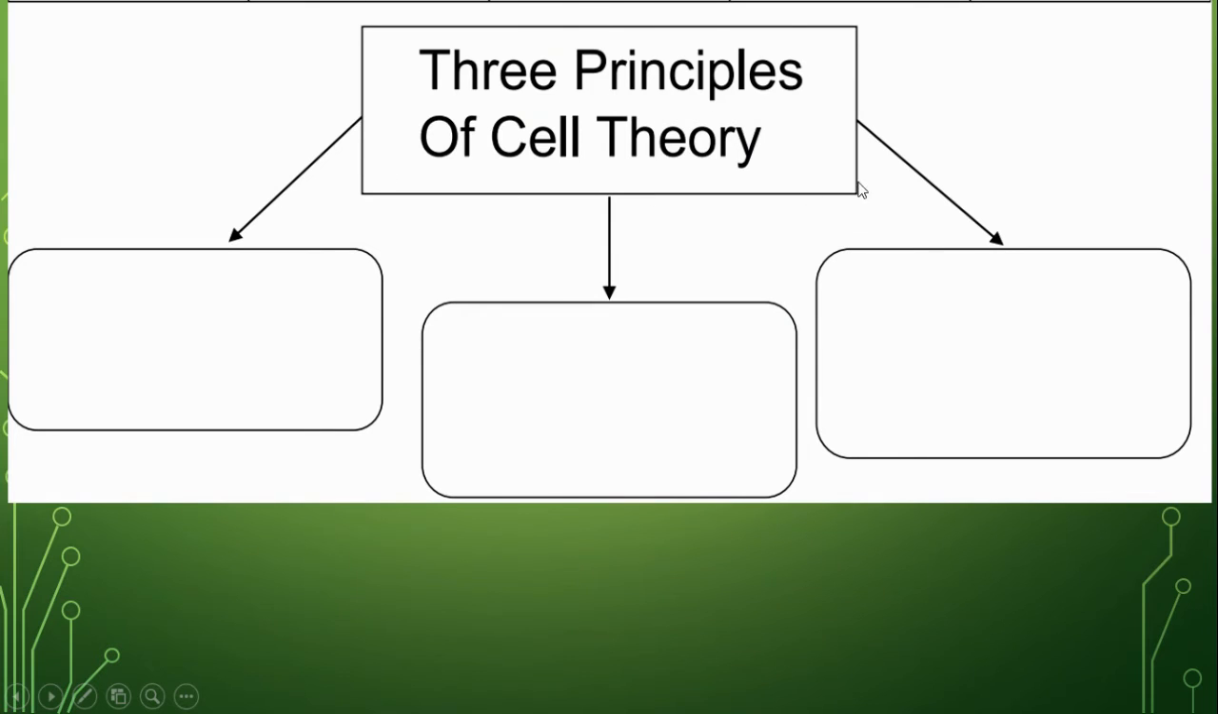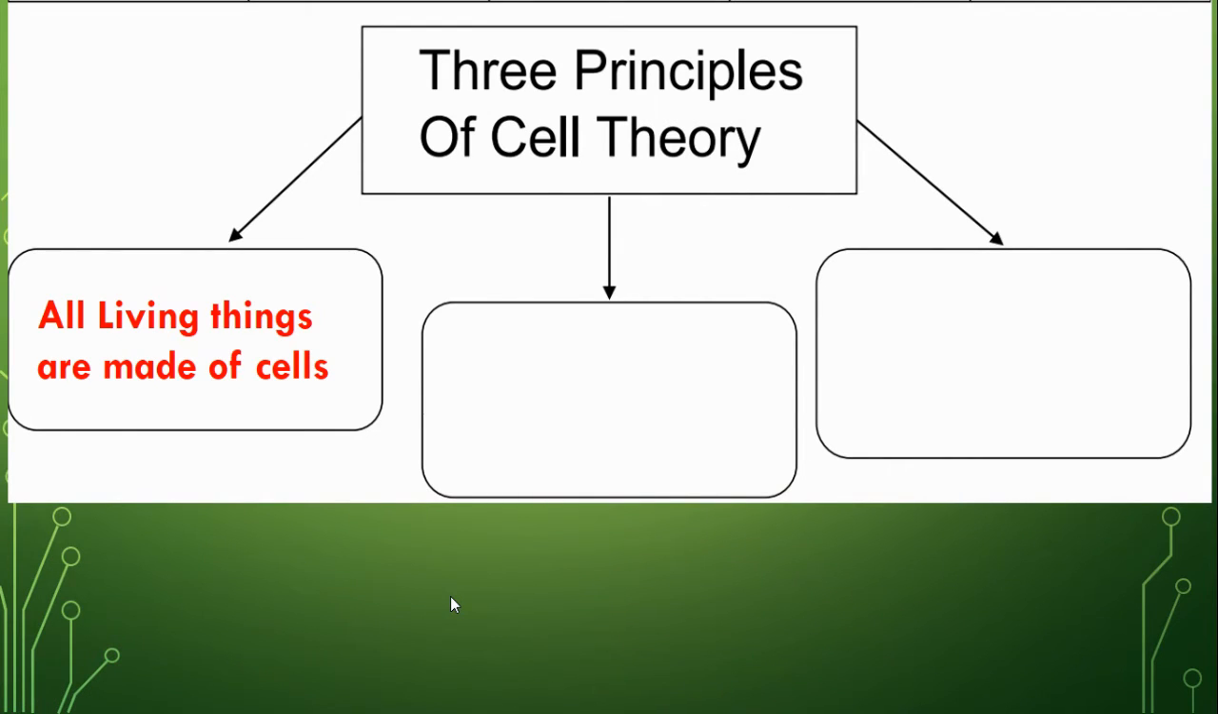The cell theory has 3 key parts. First, all living things are made of cells, no matter how big, no matter how small. So a living thing might be made of only one single cell and be called unicellular, or it may be made of trillions of cells like a human being.